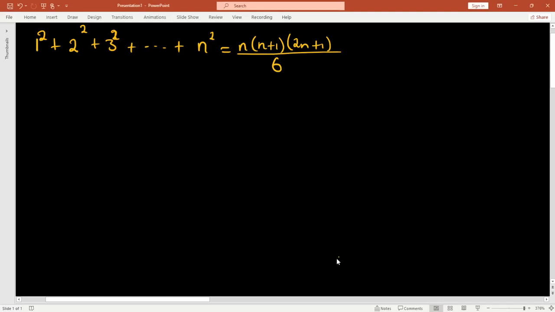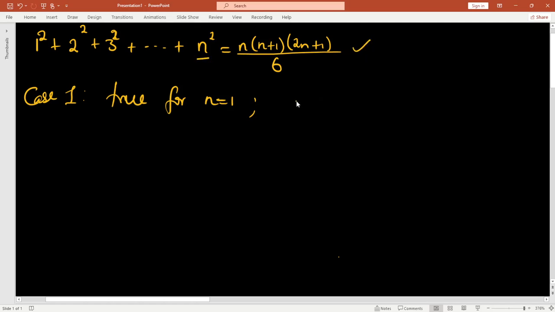So we need to prove this by mathematical induction. So here, case number 1, we have to show that the statement that we have is true for n equals to 1. If this is true for n equals to 1, then the statement holds for n equal to 1. So what we're going to do here is, we get this, we equate it to what we have on the right hand side.